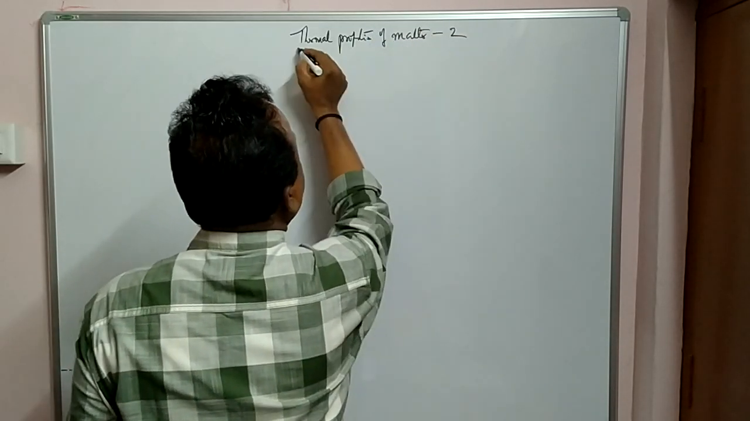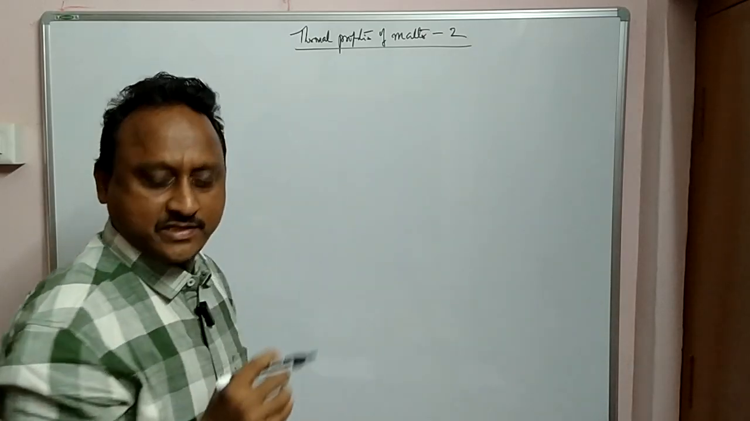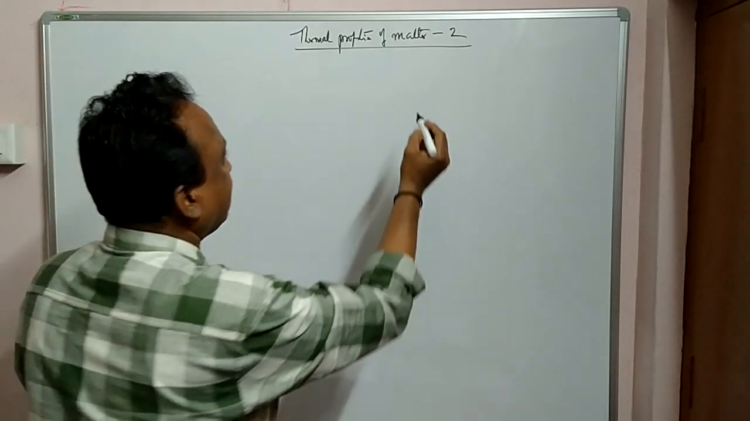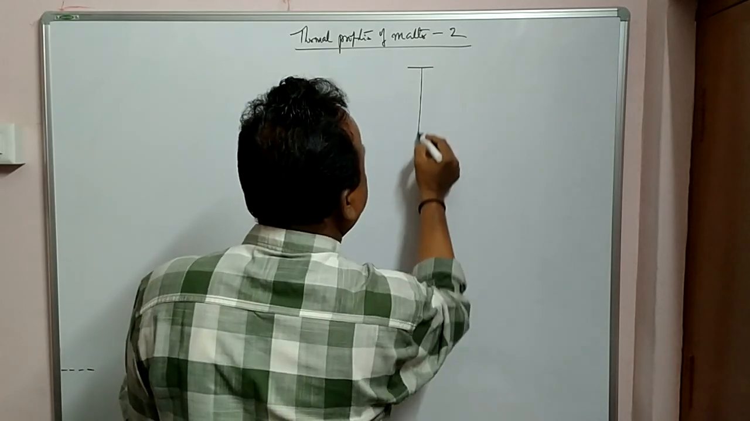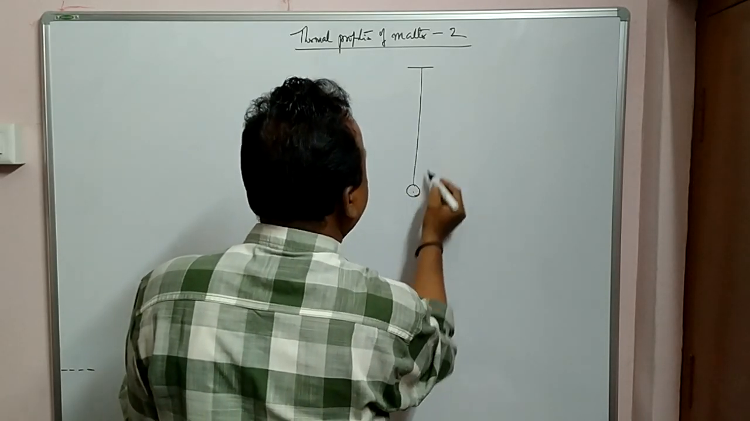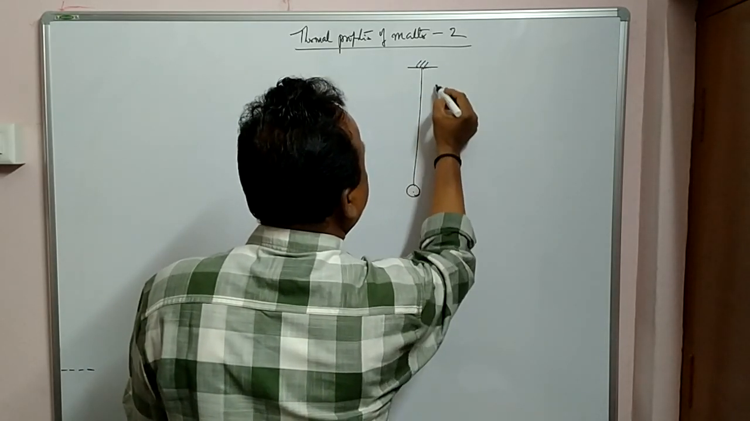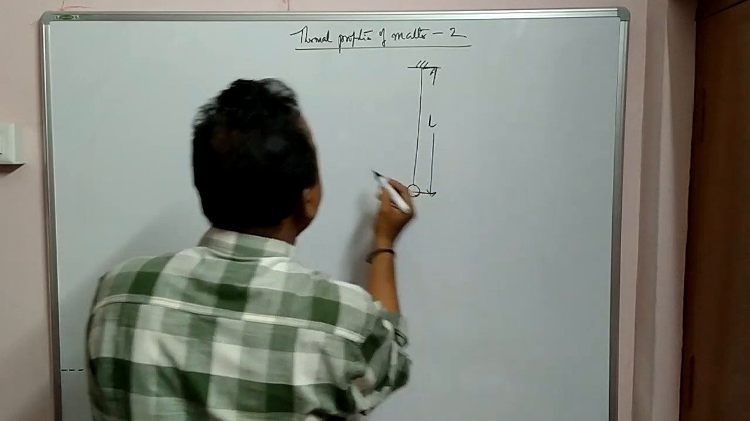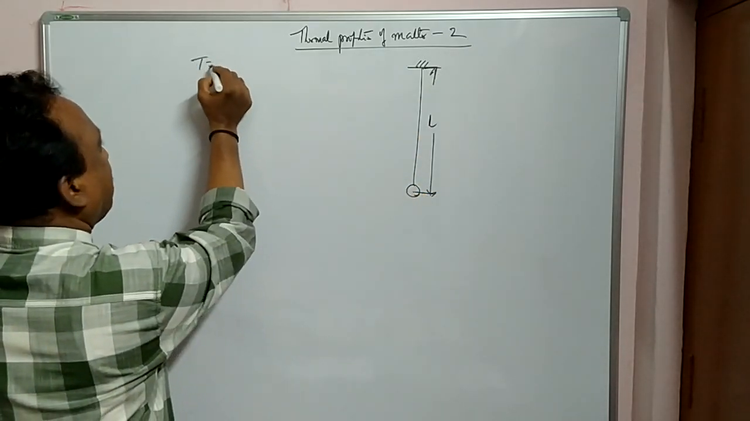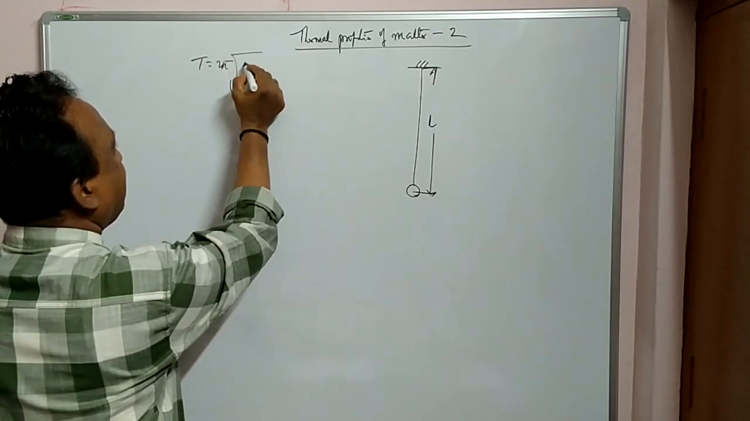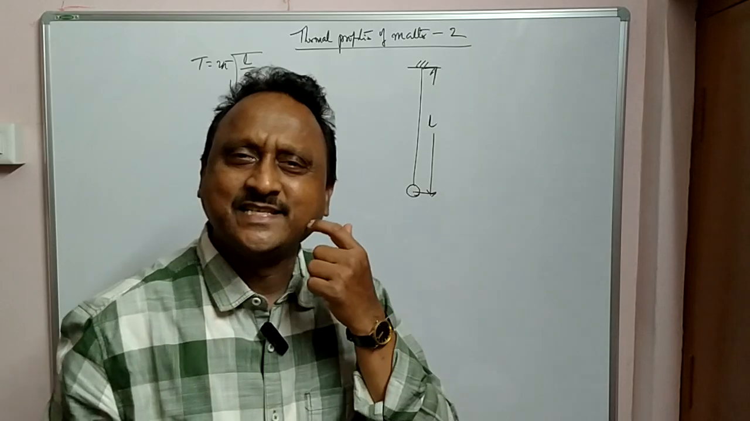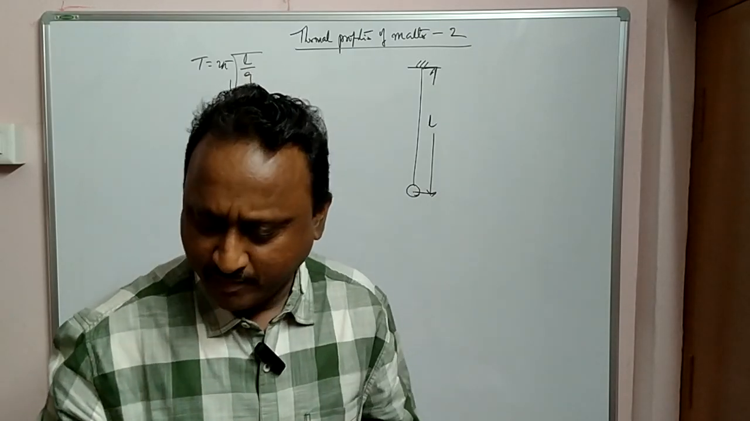In this we'll be discussing the simple pendulum. That means, for example, a pendulum is there. For example, the length is L and we know the time period formula: T is equal to 2 pi into root over L by G.